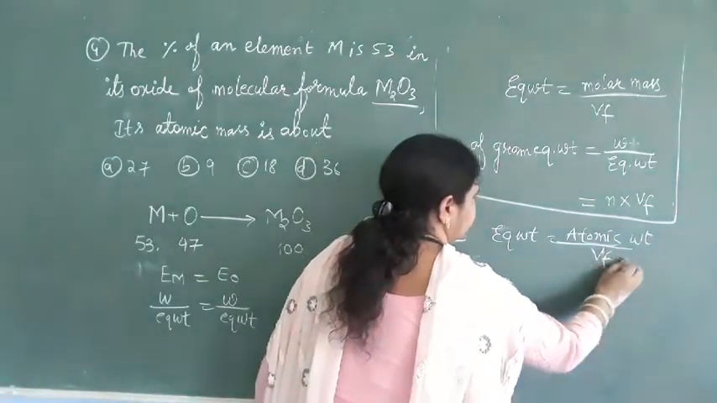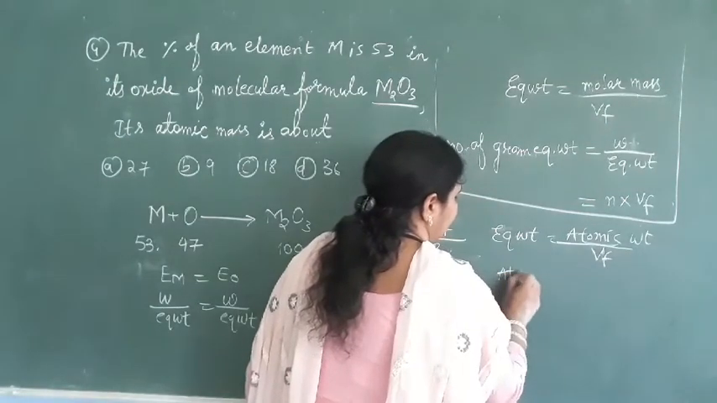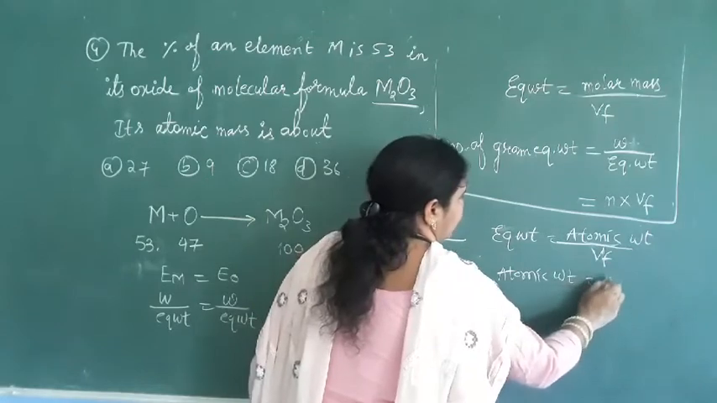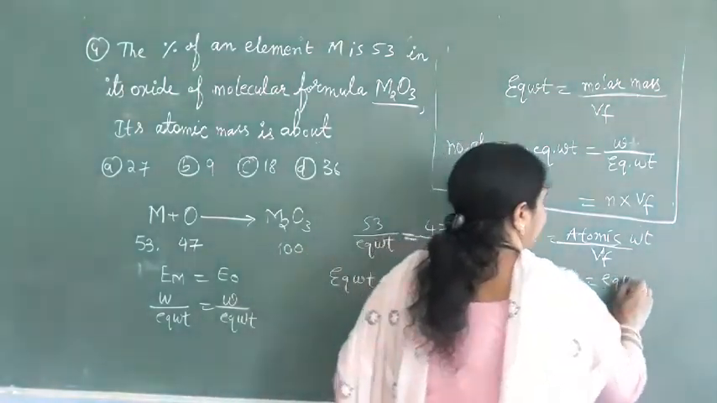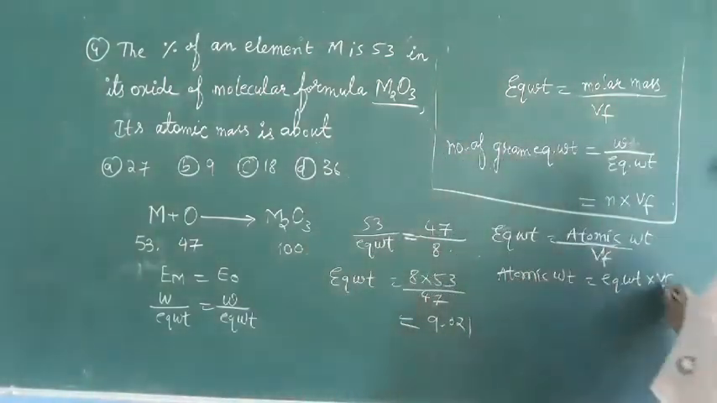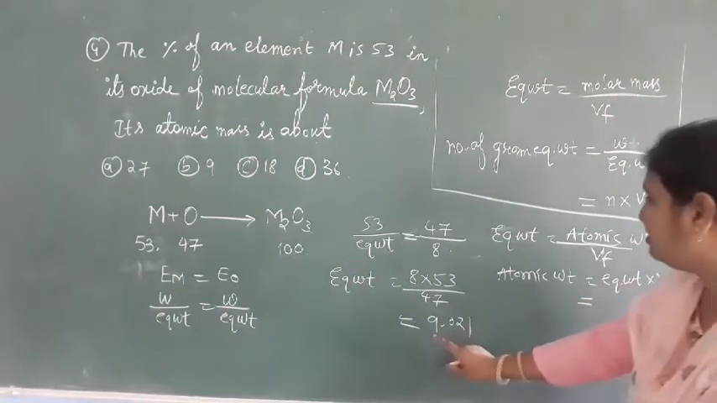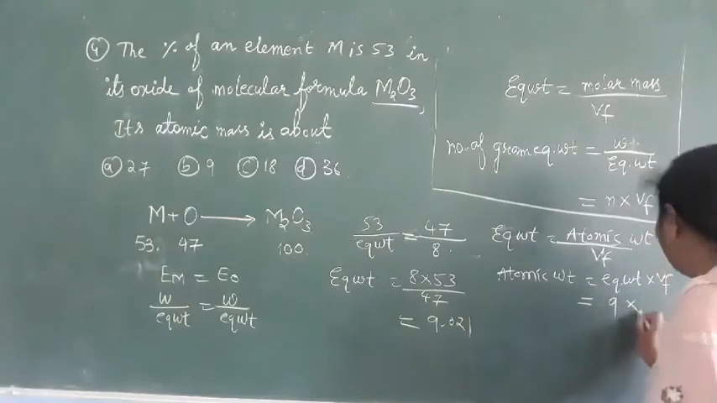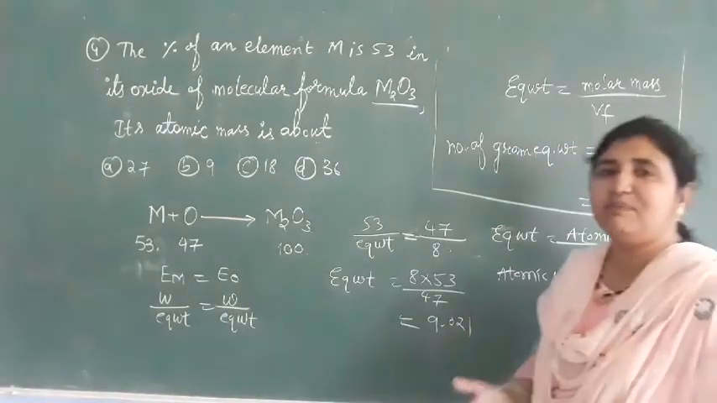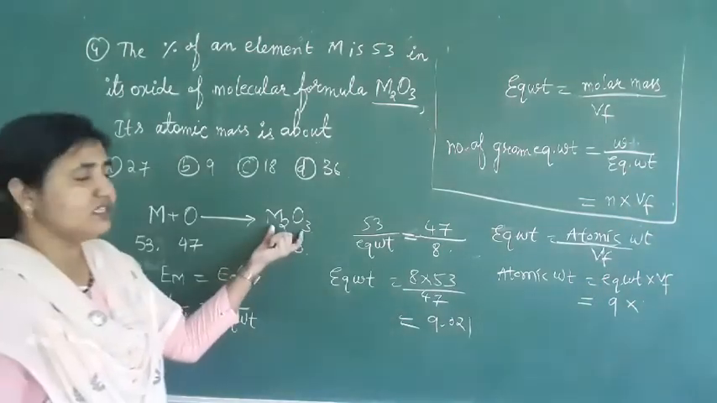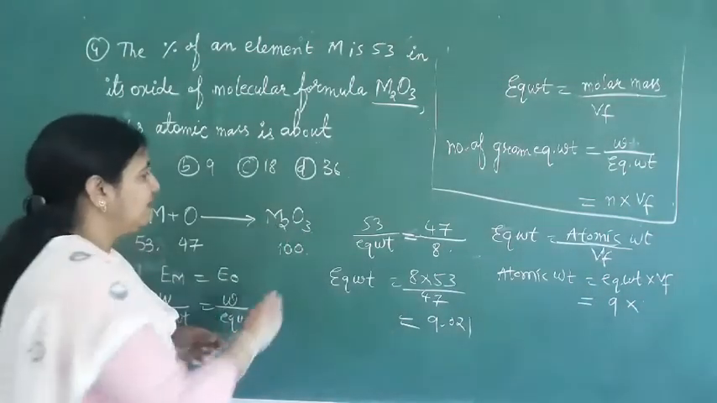Okay, so atomic weight is equal to what it will be? Atomic weight is equal to equivalent weight into valency factor here. Okay, so equivalent weight, how much we got here? 9 here. Now valency factor of metal will be what here? Valency factor of metal, how we will find out? By using this formula here, M2O3 given here.